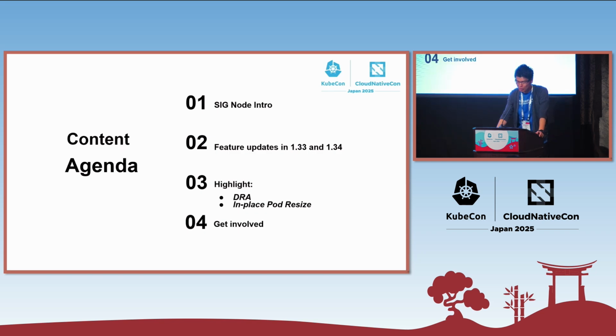Today, I have 4 main topics I'd like to cover with you. First, I'll briefly introduce what SIG Node is and what we are responsible for. Next, I'll go over some of the key updates and improvements made in recent Kubernetes releases. Then I'll highlight 2 important features that have gained a lot of attention recently, DRA and in-place pod resize. Finally, I'll wrap up by showing how you can get involved with SIG Node. So let's get started.